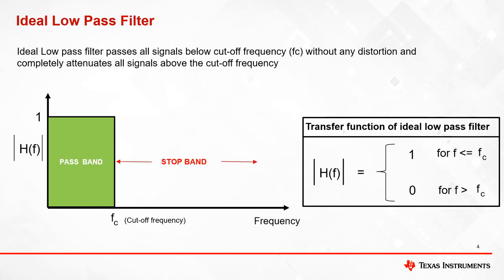Let's take a quick look at an ideal low-pass filter. An ideal low-pass filter passes all signals below the cutoff frequency and completely attenuates all signals above the cutoff frequency. This slide shows the frequency response of an ideal low-pass filter. It has a pass band with a gain of 1. This means all the signals with frequencies 0 to Fc will not suffer any distortion. However, the stop band has a gain of 0. This means all the signals with a frequency greater than Fc will be completely removed.